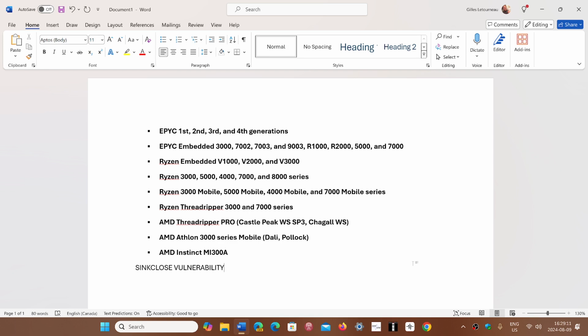That simply means my gaming laptop is in there. It's affected by this. Ryzen Mobile CPUs, Ryzen Threadripper, Threadripper Pro, Athlon 3000 series Mobile, and AMD Instinct. So if you have one of those series of CPUs, you're in the category of people that do have that security vulnerability. So what's going to happen?